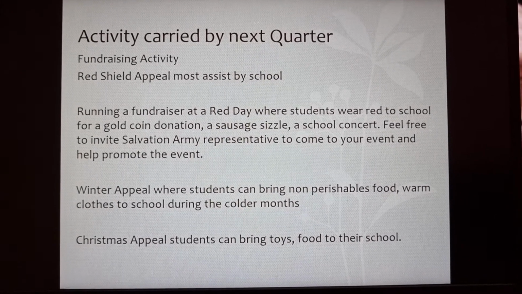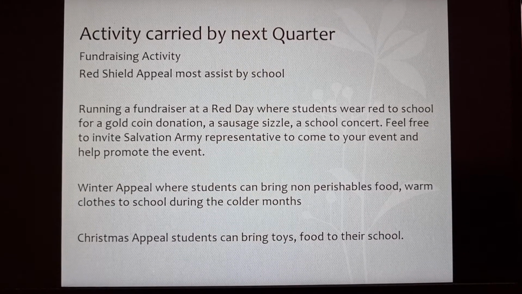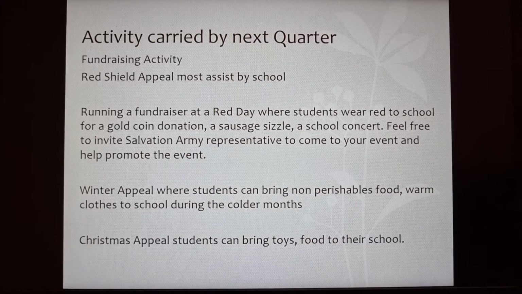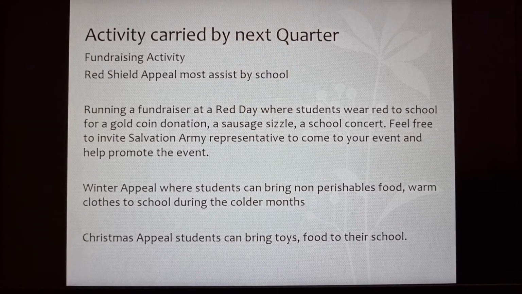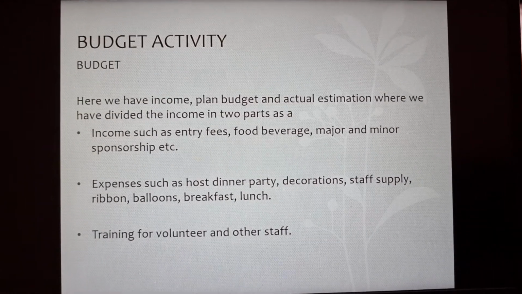Winter Appeal, where the students can bring non-perishable food and warm clothes to school during the colder months. Christmas Appeal, where students can bring toys and food to their schools as well. That would be the Christmas Appeal during the month of December, during the holidays.